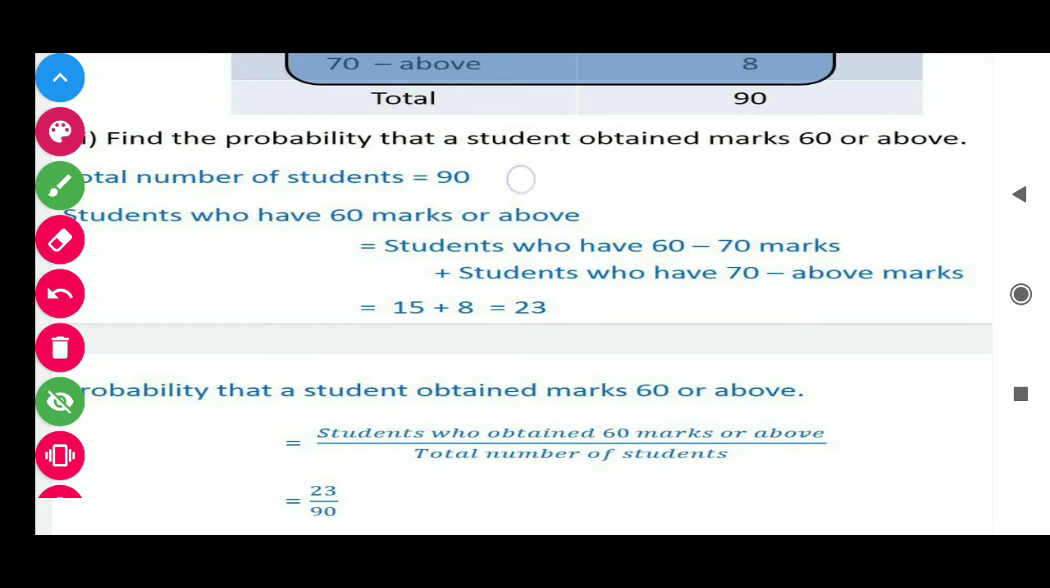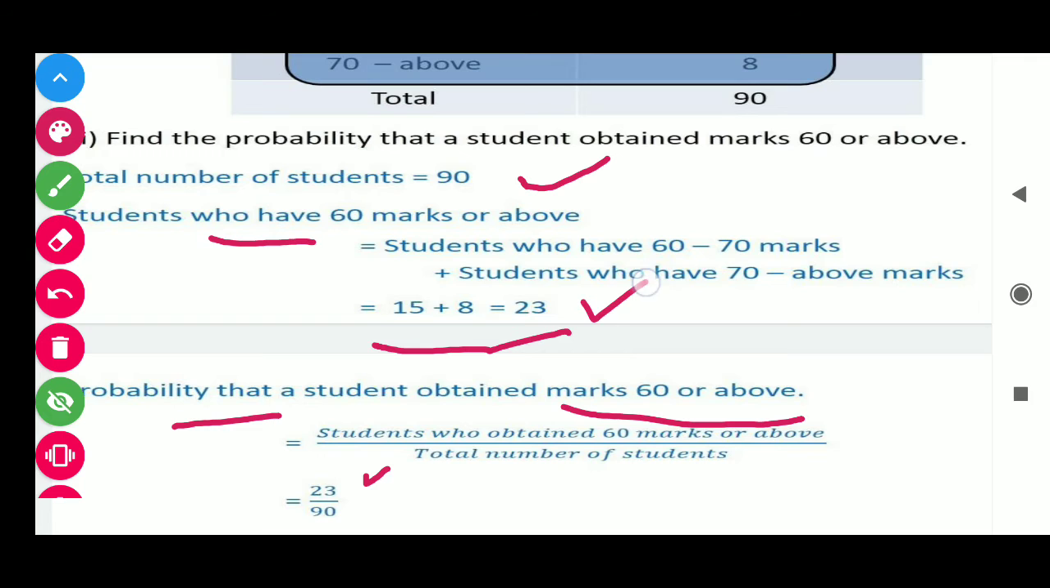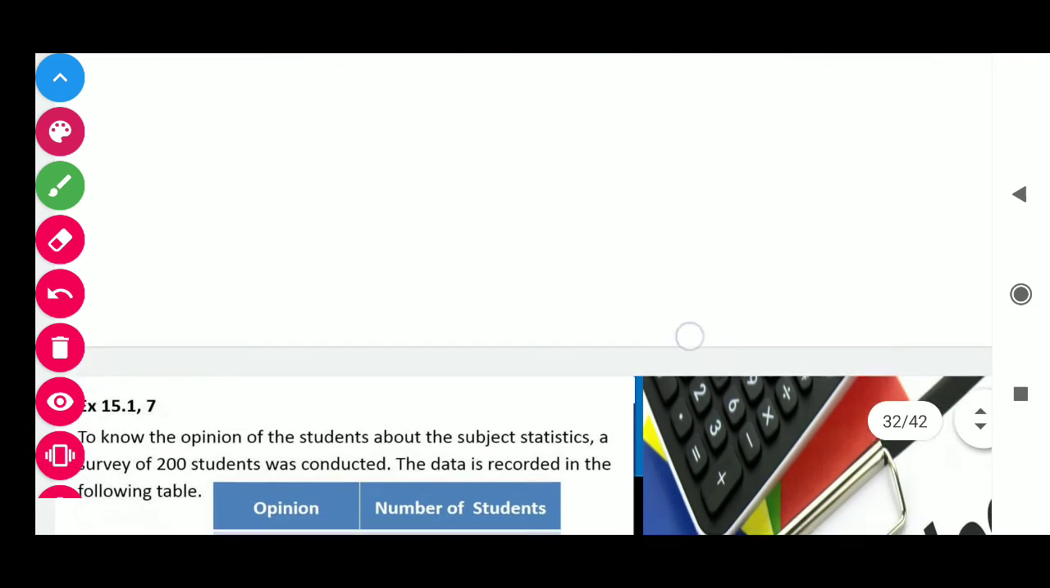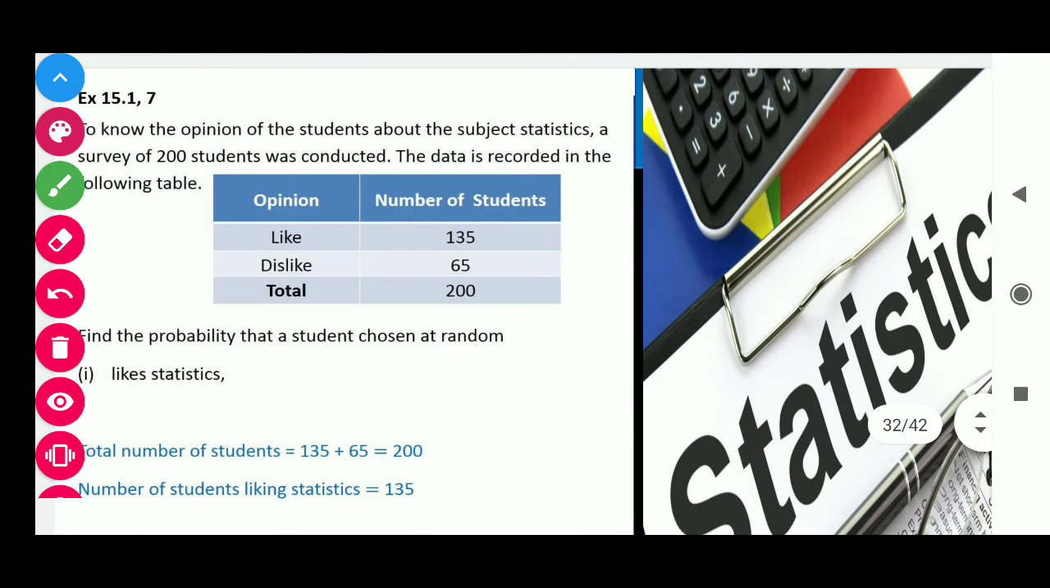Total number of students are 90 and those students who have 60 marks or above, in this way we get 15 plus 8 is equal to 23. Now students, probability that a student obtained marks 60 or above, for that we will write 23 in the numerator and divide by the total number of students. That is the formula for an event to happen. So students, in this way we have completed the second part. Now here we have question number 7.